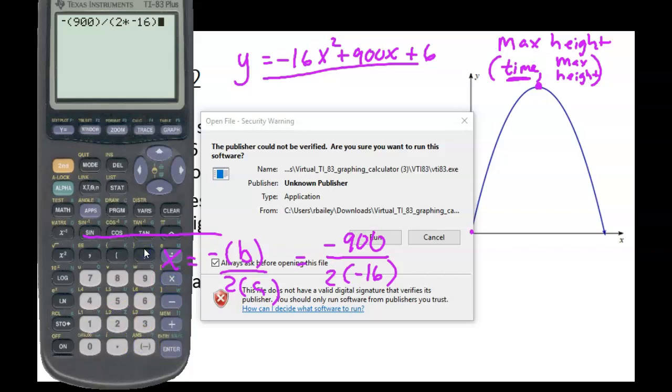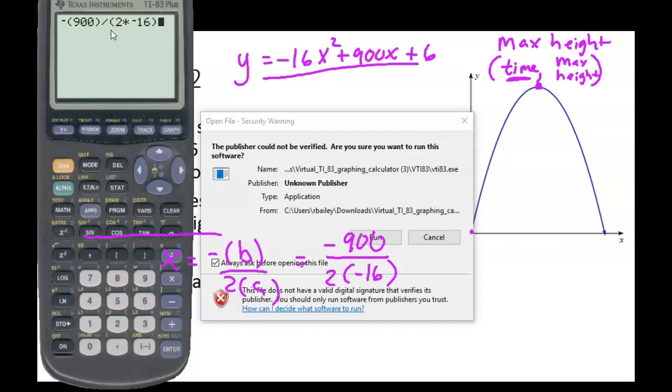And make sure you know there's a difference between the negative button and the minus button. The minus button is usually on the side. The negative button is somewhere down in the lower right-hand corner. So you have to have the 2 times negative 16 in the parentheses because then you're dividing the top by that whole thing. If you don't have this in parentheses, you're only dividing the top by 2. Question. Yeah. Can you also do perfect?